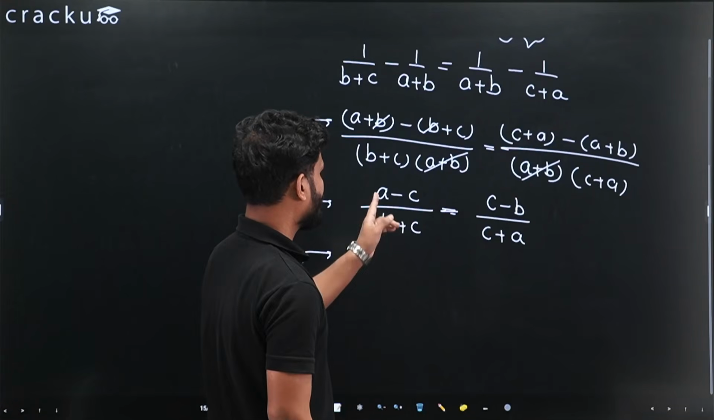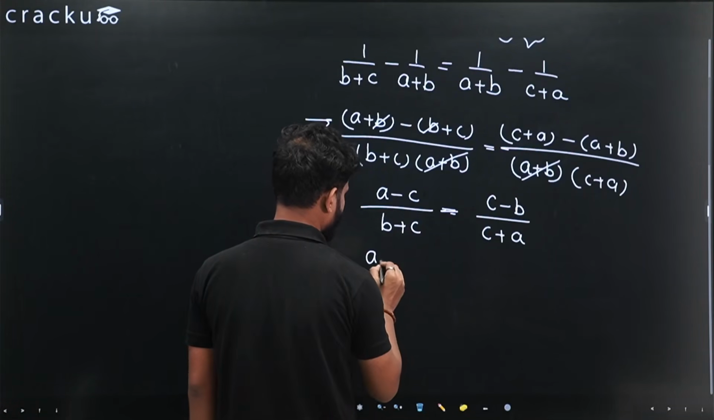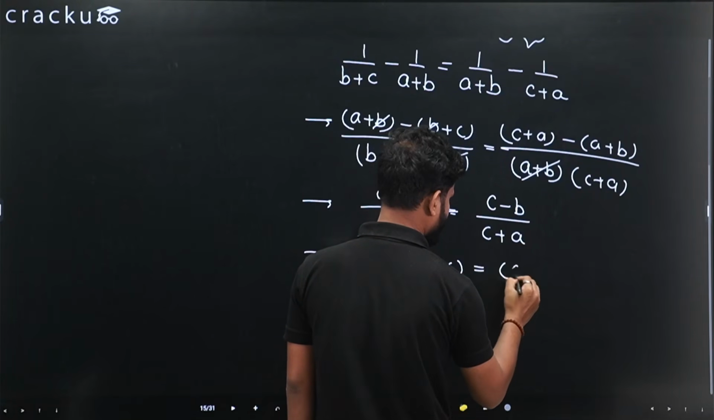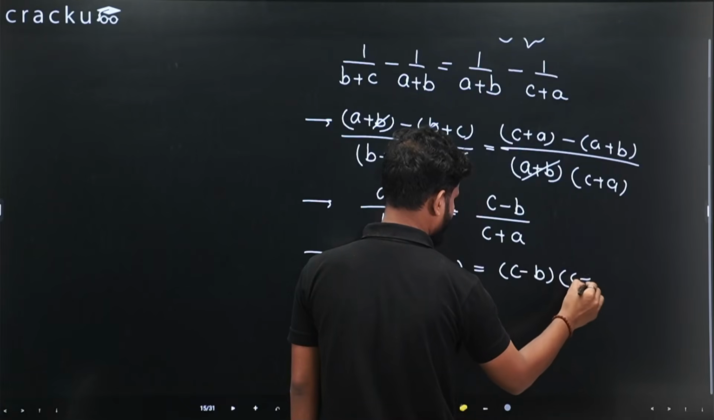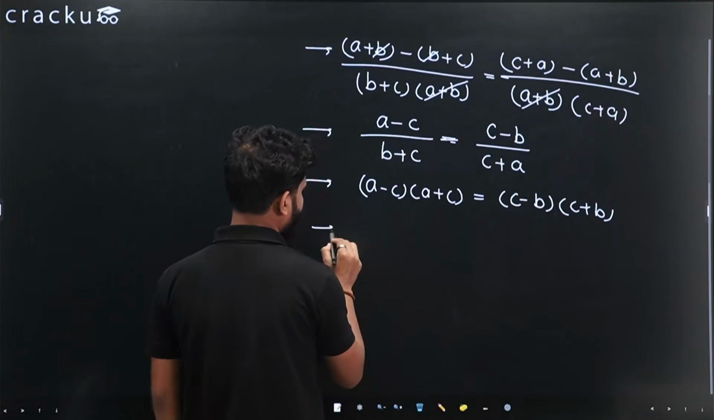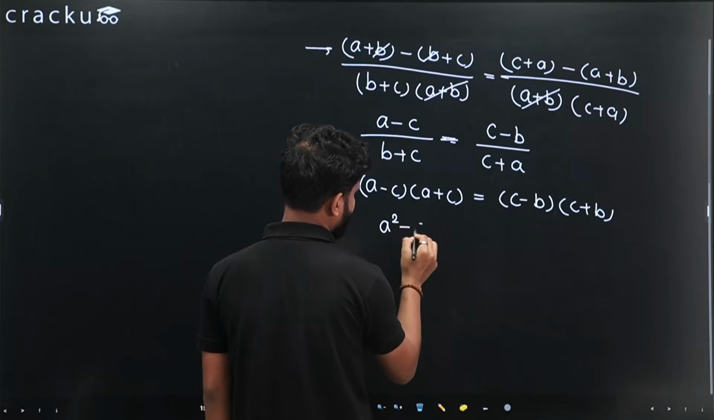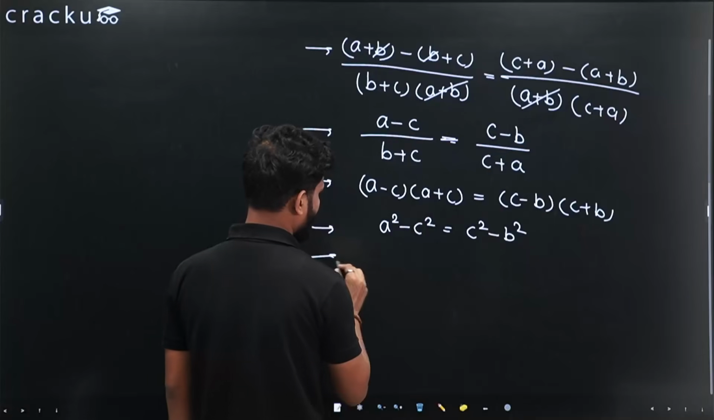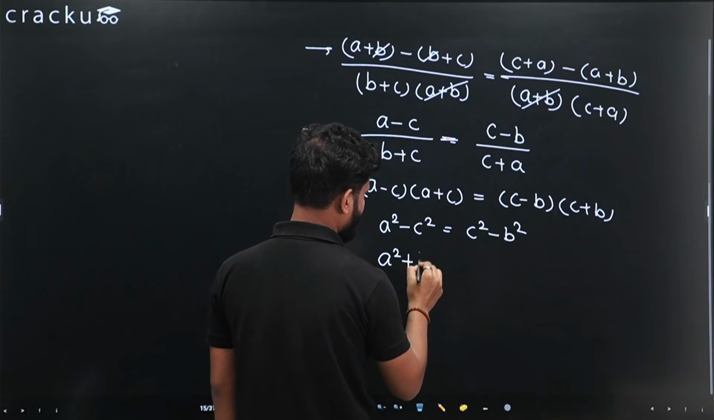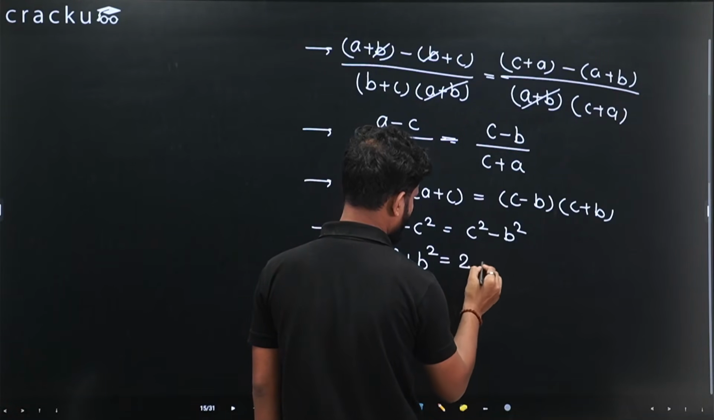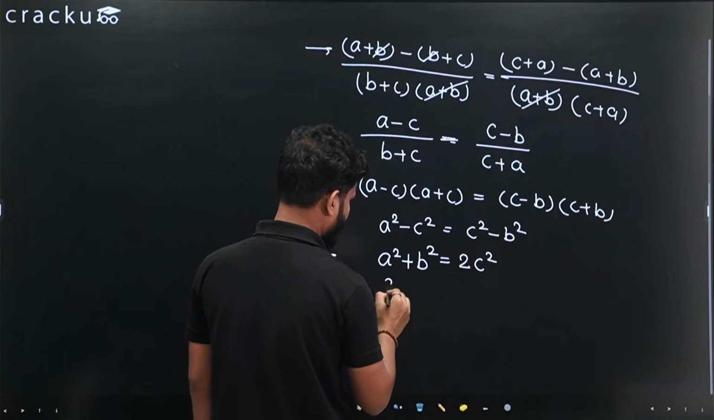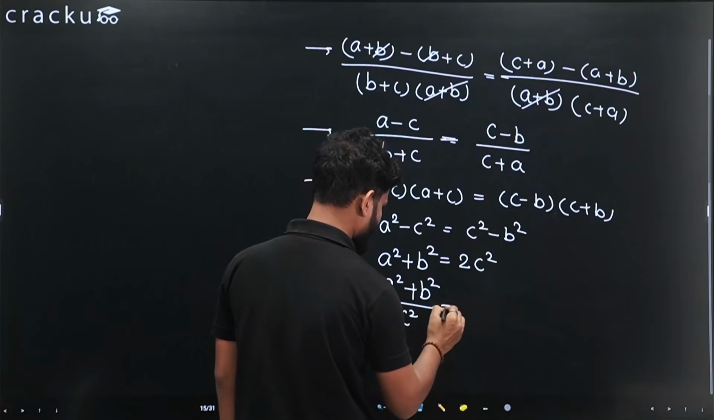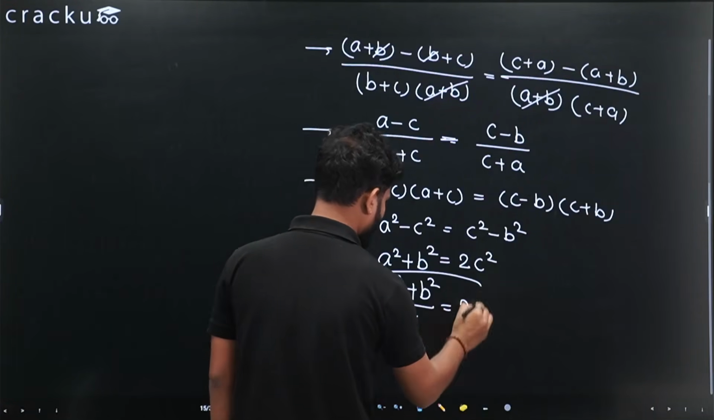From here what do you get? You get A minus C into A plus C, and here you get C minus B into C plus B. Just cross multiplication. This will be A square minus C square, this will be C square minus B square. This will be what? This will be A square plus B square is equal to 2C square, or A square plus B square upon C square is equal to 2. So this will be the answer here.